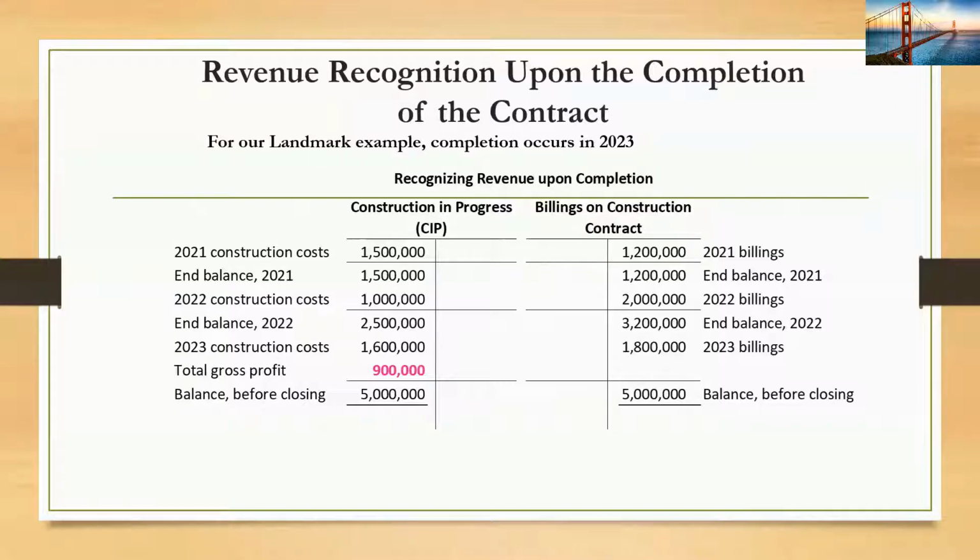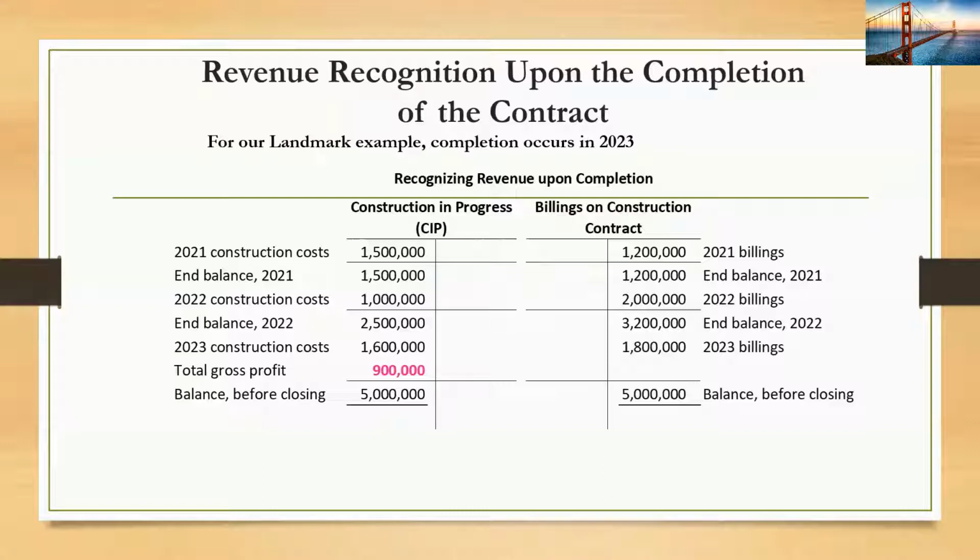Prior to then, CIP includes only cost, showing a cumulative balance of $1.5 million and $2.5 million at the end of 2021 and at the end of 2022, and totaling $4.1 million when the project is completed in 2023. The $4.1 million is a result of adding the 1.5, the 1 million, and the $1.6 million.